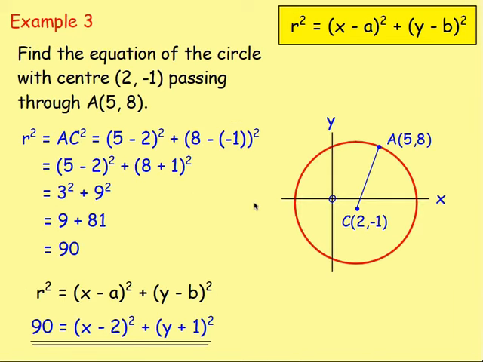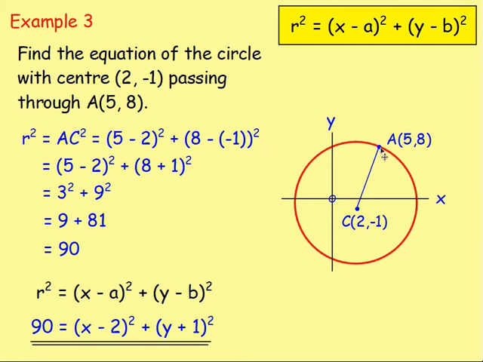With this example, find the equation of the circle with this centre passing through this point. Once again, you had to work out r squared. So it was similar to one of the examples, or more of the examples, in that first lesson. So to work out that length, you could say that r squared would equal, use your distance formula, so 5 take away 2 all squared plus 8 take away negative 1 all squared. That gives you r squared.